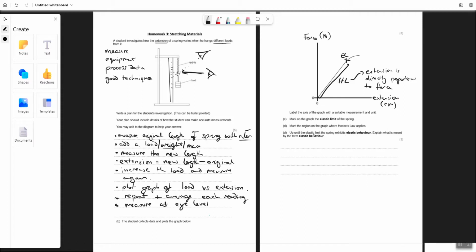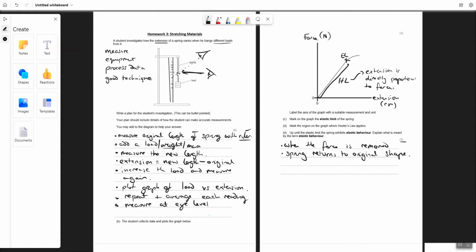Explain what's meant by the term elastic behavior. So elastic behavior is 2 marks, 2 things to say. The first thing is when the force is removed, the spring returns to its original shape.